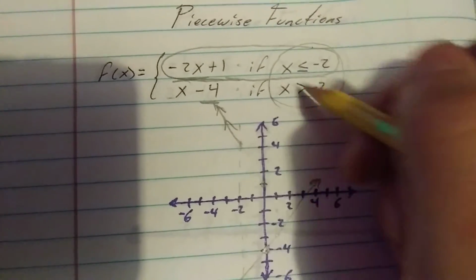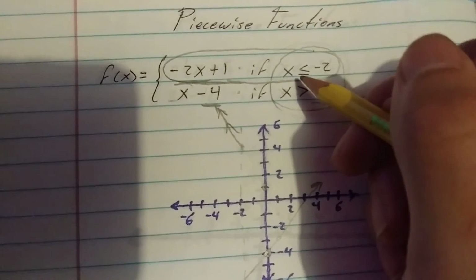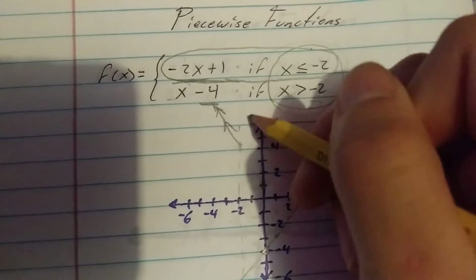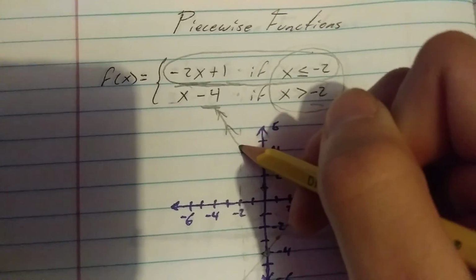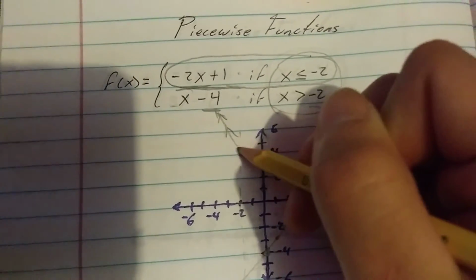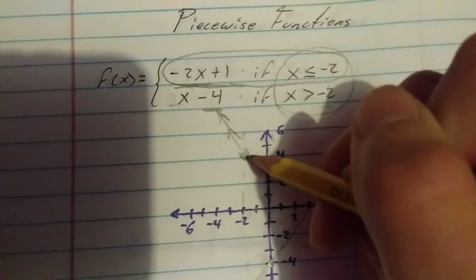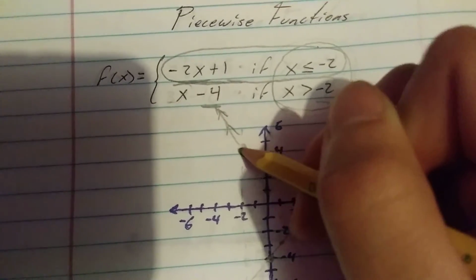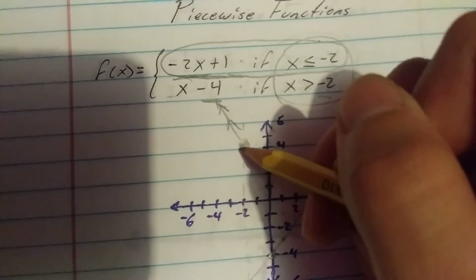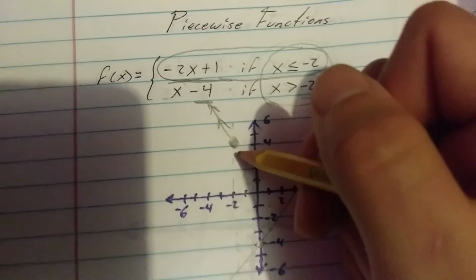Now it says equals. Because of this equals, at -2 I'm going to have a closed circle, because it is equals. So there's a closed circle. Right, so this is this line.